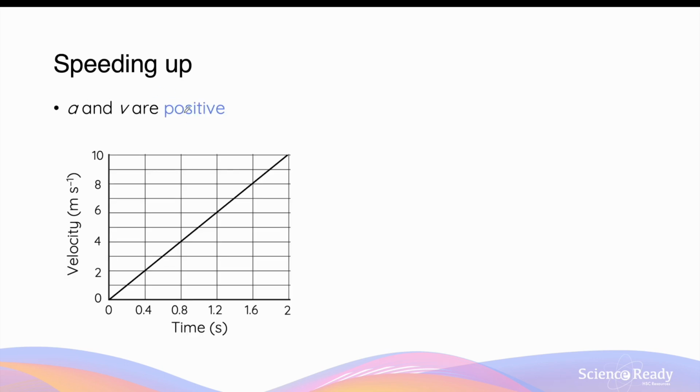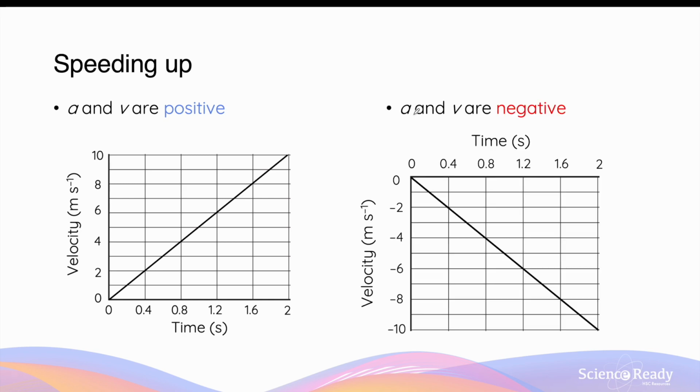An object will speed up if its acceleration and velocity are positive. In this case, the positive acceleration will cause the velocity to increase over time. It will cause it to become more and more positive as time passes by. An object will also speed up if its acceleration and velocity are both negative. This means the negative acceleration will cause the velocity to become more and more negative over time, but the speed of the object still increases over time. So when an object's acceleration and velocity are both in the same direction, you would expect its speed to increase. That is, in simple words, it will travel faster over time.